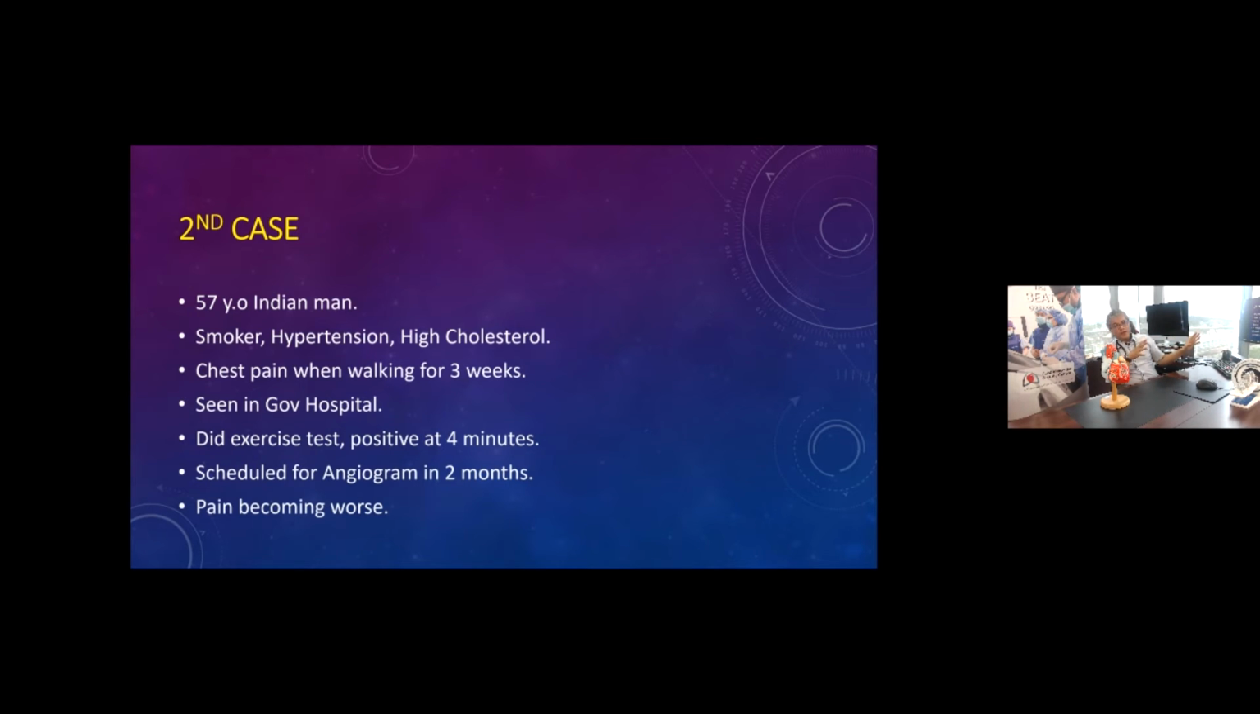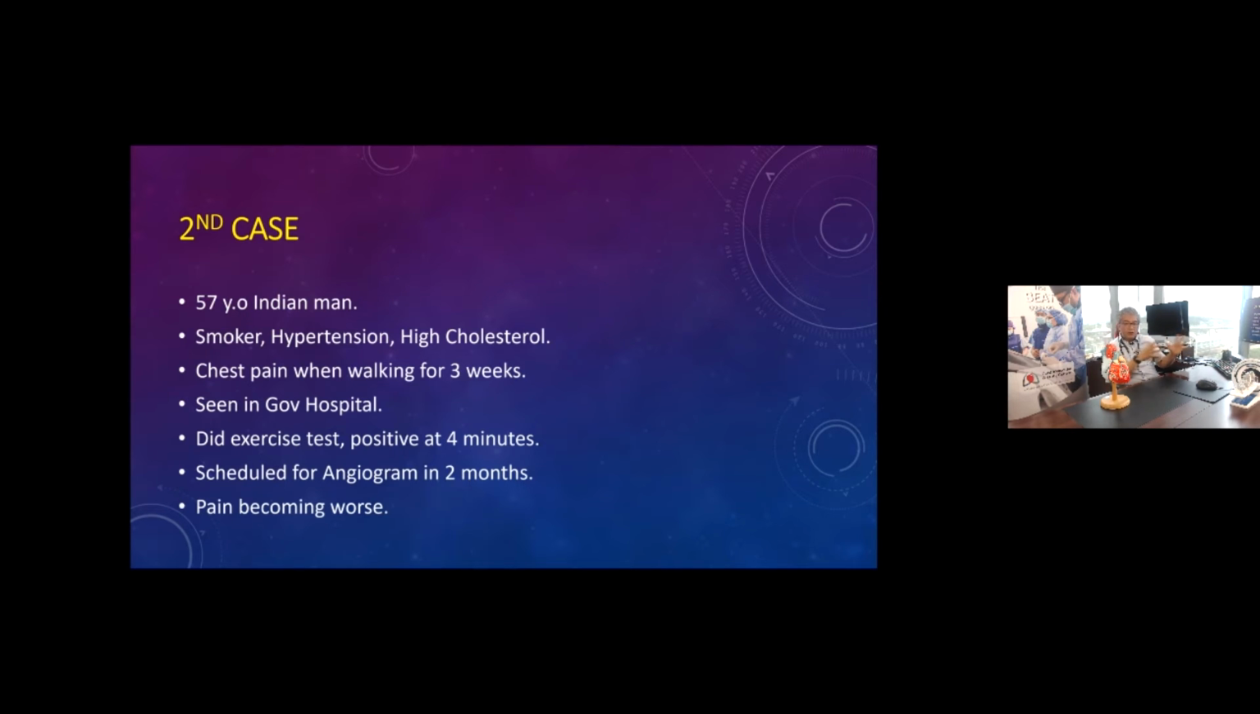He's been having chest pain when he walks for the last 3 weeks. So he has 5 risk factors, and he has symptoms. Already, even without doing any tests, we are quite sure that he has a problem. He went to the government hospital where they did the running test, the treadmill test, and he ran for 4 minutes, he developed chest pain, and he developed ECG changes, so a positive stress test.